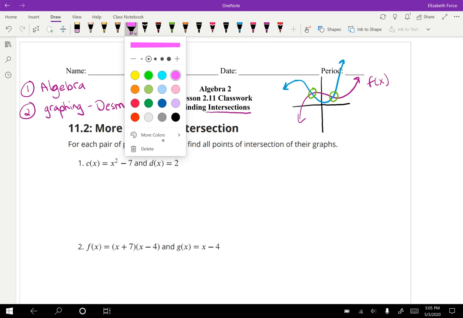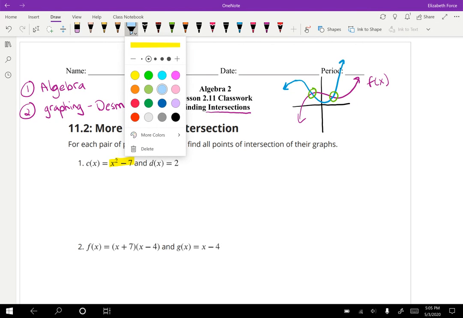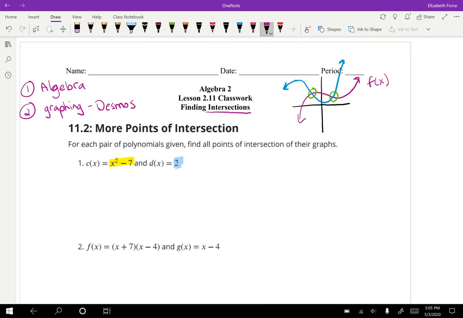So I want to know when c of x in problem number 1, so x squared minus 7, is going to be equal to d of x, which is just the constant function 2. So I'm trying to find when c of x is equal to d of x. So I'm going to set them equal to each other. So x squared minus 7 is equal to 2. So I'm going to figure out the answer for x.